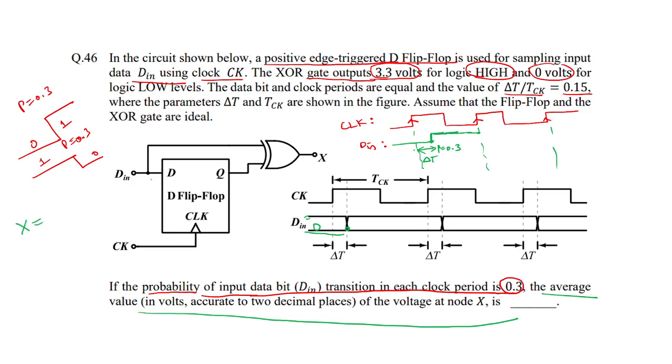So what is X here? X is D in XOR Q. So what is Q actually? Q is just D in, till this point. Let's assume D in is 0 at t equal to 0 at this point. Let me change the color. I think it is very messy right now. Q is 0. Now here again D is 0, and D continues to be 0 until the next clock pulse comes.